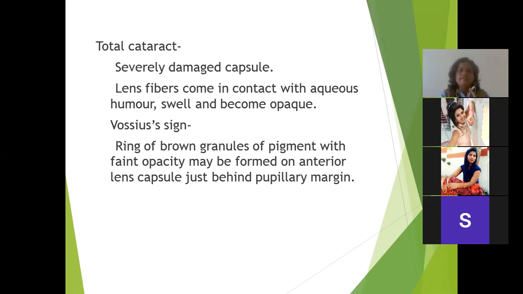So, just behind the pupillary margin, the anterior lens shows the opacity. It is a ring of brown granules of pigment with a faint opacity formed on the anterior lens capsule, situated just behind the pupillary margin. This is called the Vossius ring.